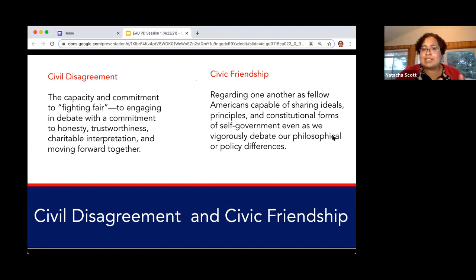Even though we see that tension and we might debate back and forth, there's still this sense of honesty and trustworthiness, and still the sense of using information, grounding our conversations in that. So as we think about this tension and where it arises in the classroom, students need to understand how civil disagreement and civic friendship go hand in hand and how that push and pull goes back and forth.